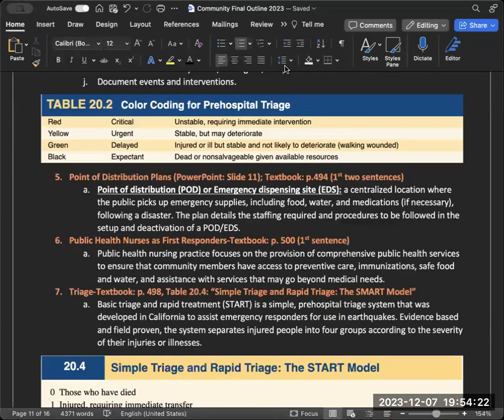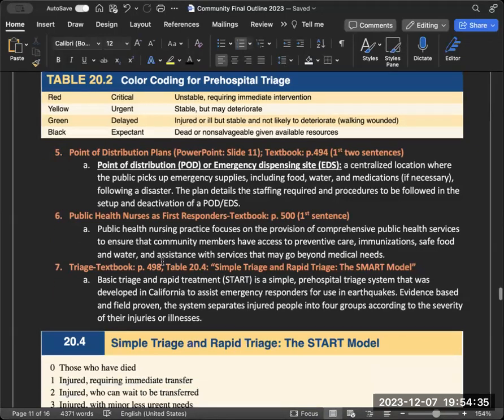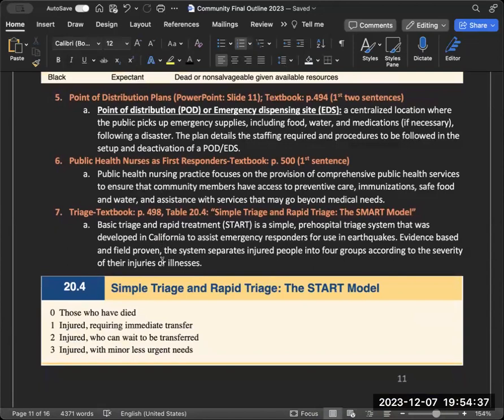So red is critical, then those are the ones that we need to see immediately. A yellow coding would be they could wait a little bit. Green, they could wait a couple days, but a black tag means that they're going to die. Now, does anybody remember what a point of distribution plan is or an emergency dispensing site?